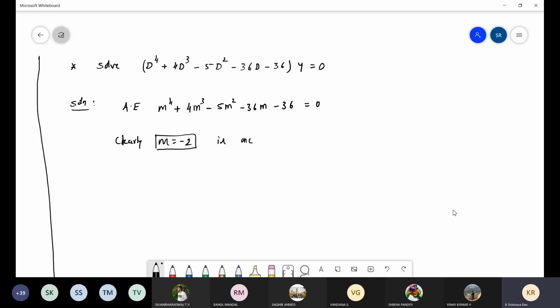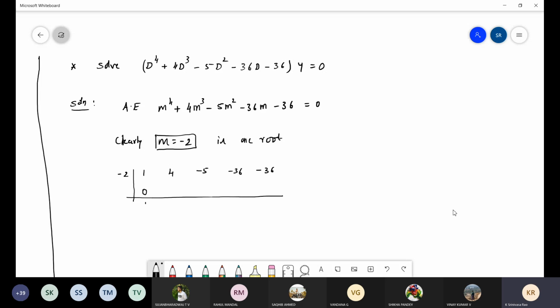This is called the trial and error method. So some values will get the answer, some values will not. That is why we call it the trial and error method. Yes, apply the same procedure using the synthetic division method. Write the coefficients: the coefficient of m power 4 is 1, m cube is 4, m square is minus 5, then m is minus 36 and the constant is also minus 36. Now whatever root I got, that root I have to write here, and always 0 here. Yes, the procedure is same.